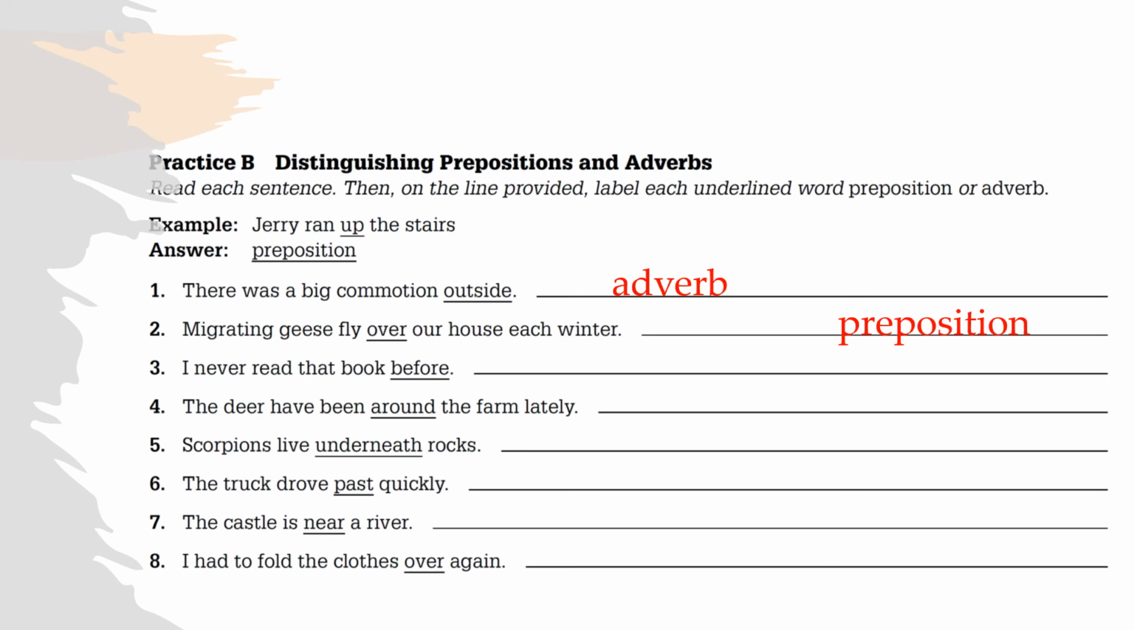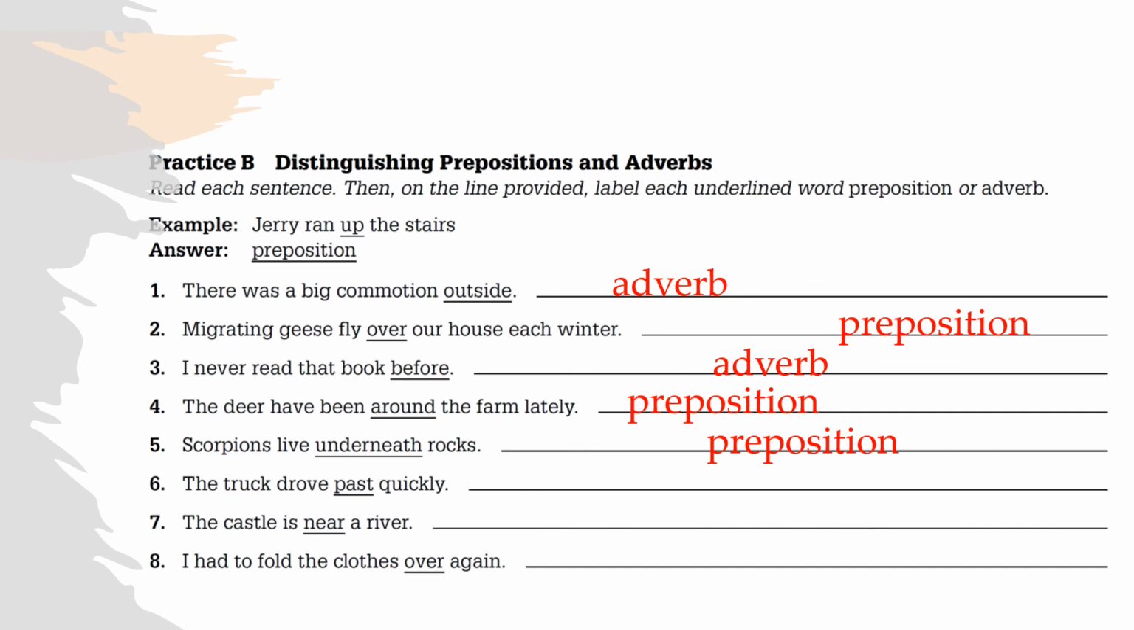I never read that book before. It's clear, before, there is no object there. Around the farm, so that would be a preposition. Scorpions live underneath rocks, so we have underneath rocks. Since we have an object, therefore it is a preposition, not an adverb.